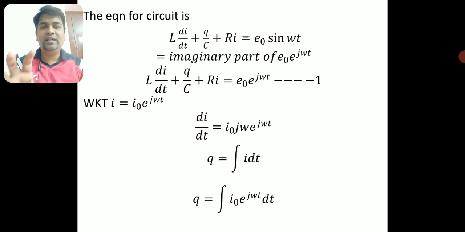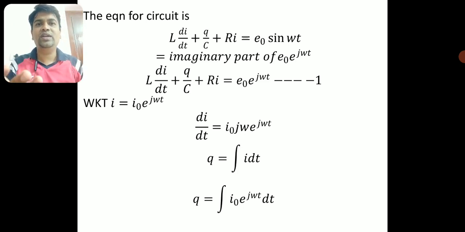Now I know that the current can be written as, it's again a sinusoidal current, it's an AC. So I is equal to I naught sin omega t. Instead of writing sin omega t, what can I write now? I can write this as I naught e to the power of j omega t. Current I can also write like this. So I equals I naught e to the power of j omega t.